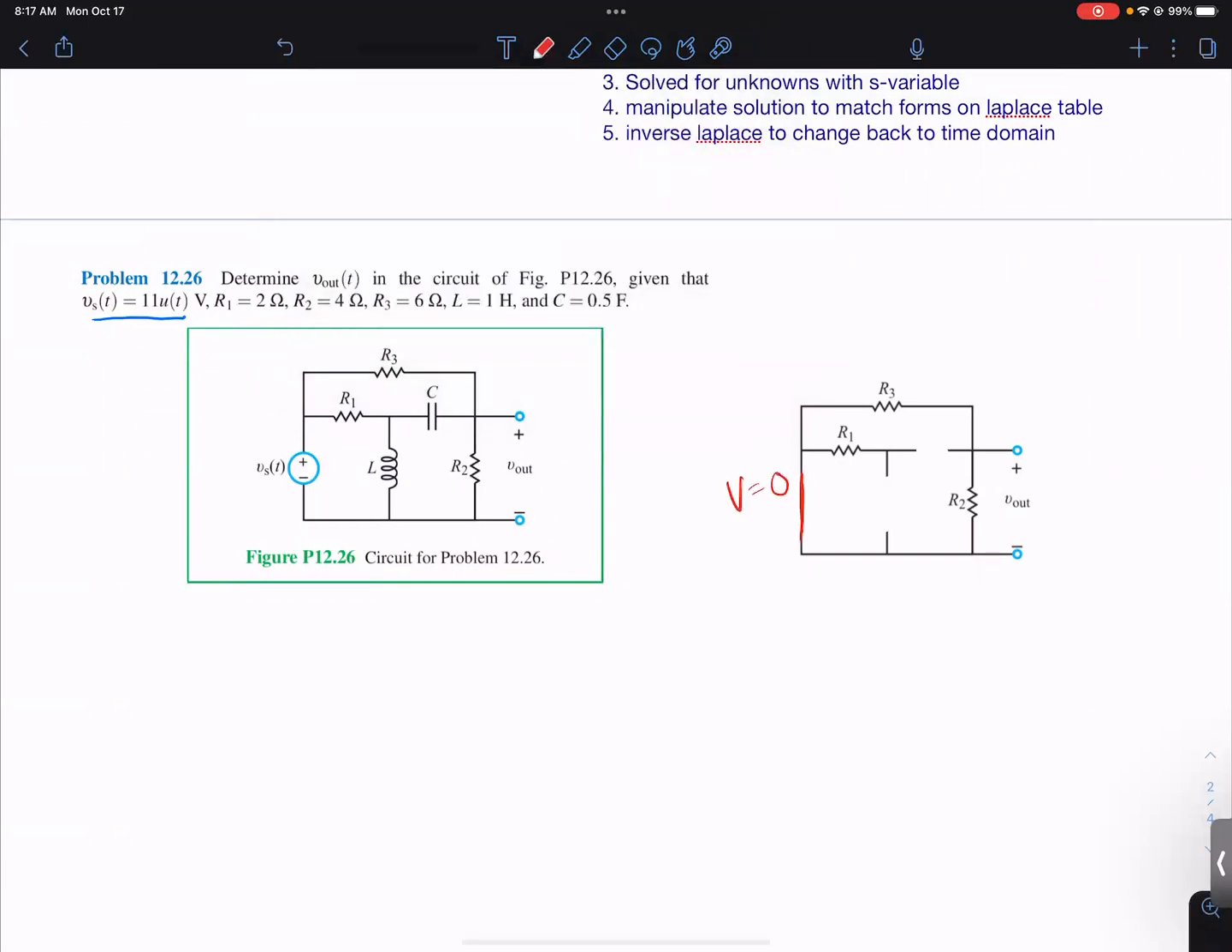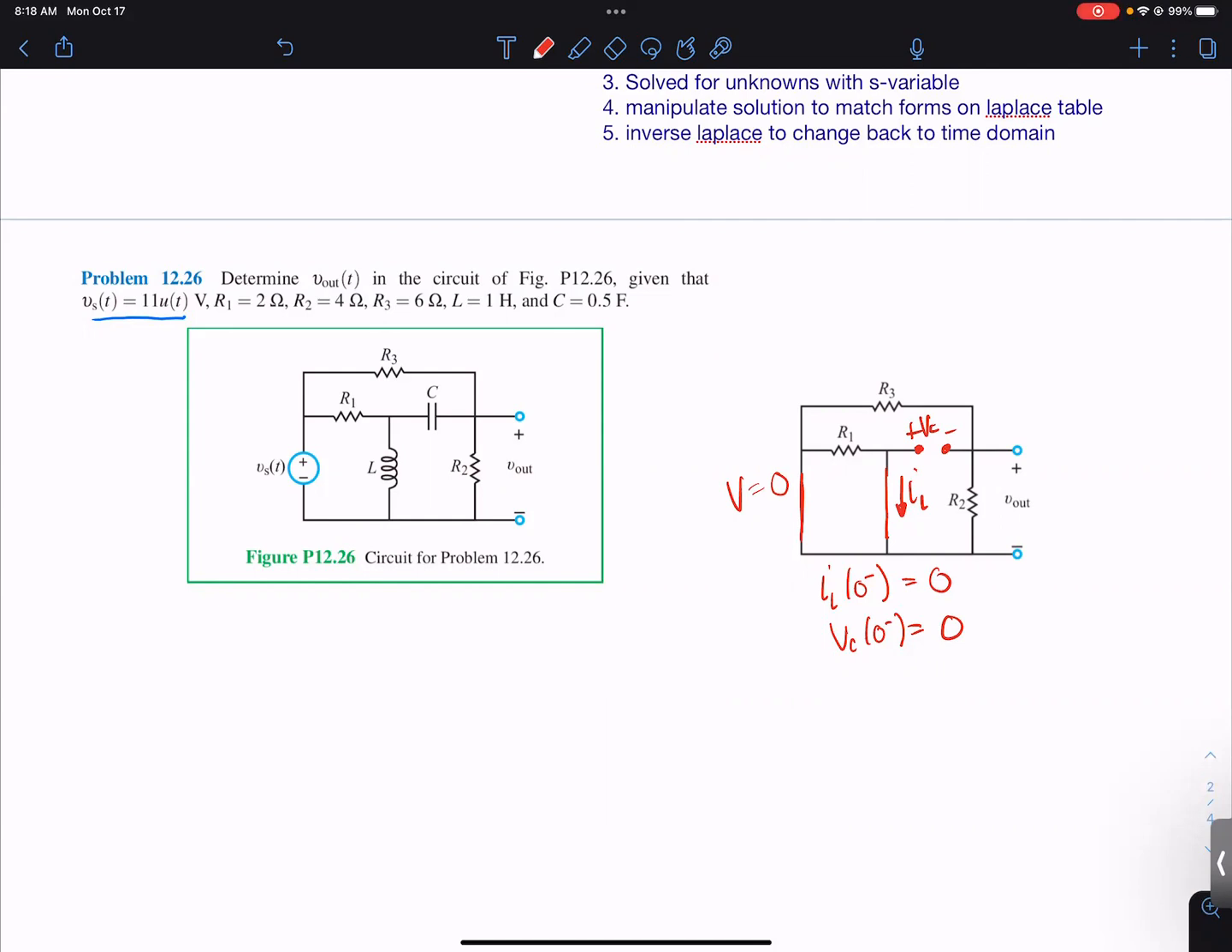So V is going to equal 0. This is going to be a wire. We're going to look for IL, and then this is going to be an open, and we're going to look for VC. So what are these going to be? Both initial conditions will be 0. Without a source, it's going to be 0. That's going to make this easier, so we don't have to draw in the initial conditions for the capacitor and the inductor.